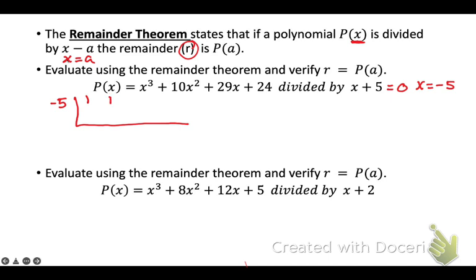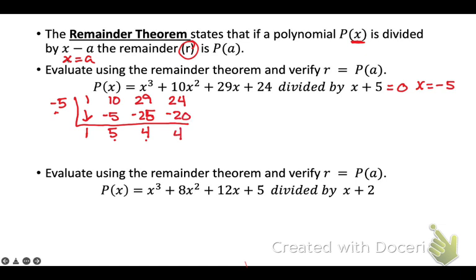1, 10, do I need a 0? Oh, wait, never mind. I see the 29 and x. So then 29 and then 24, and then 24. So I bring my 1 down. 1 times -5 is -5, combine 5. -5 times 5, -25. 4. Combine. -5 times 4, 20.